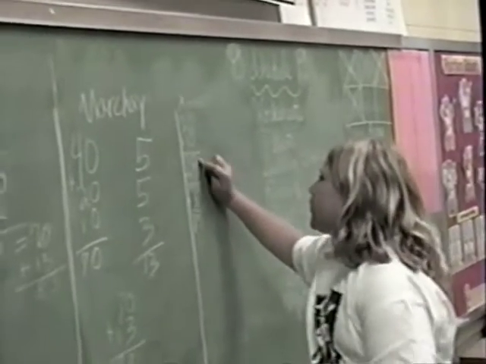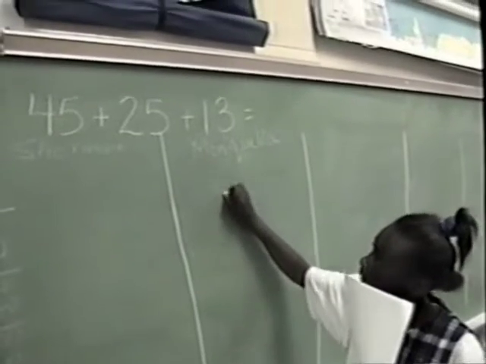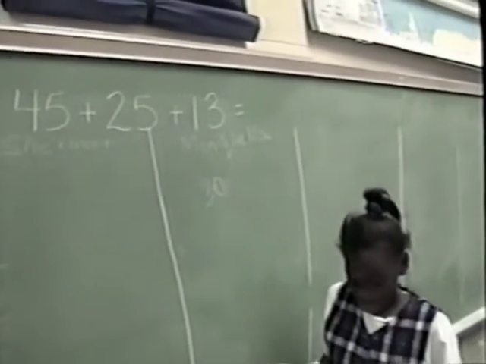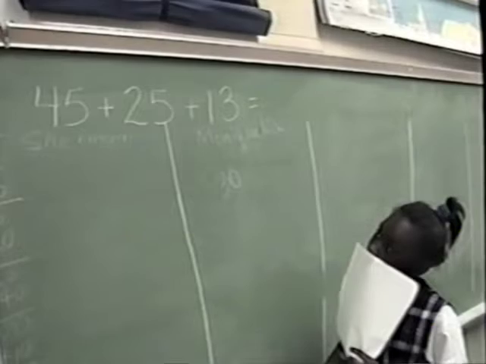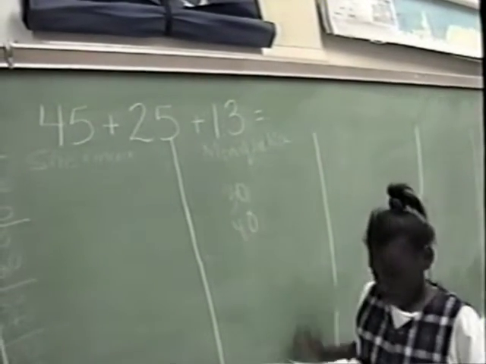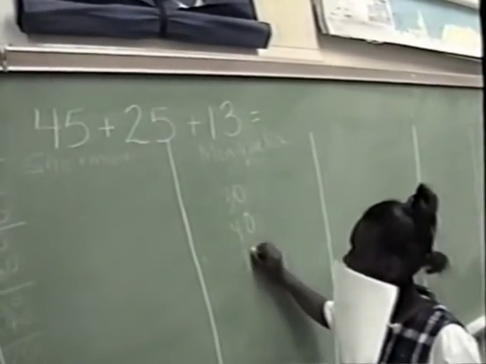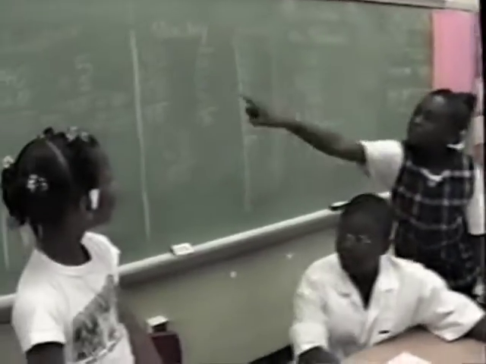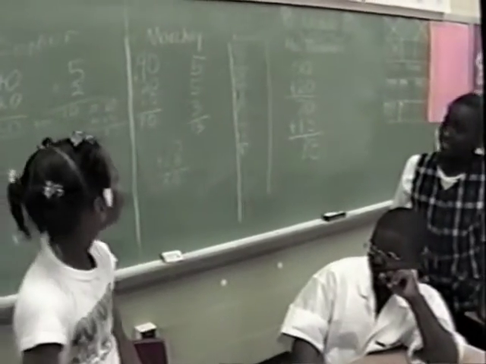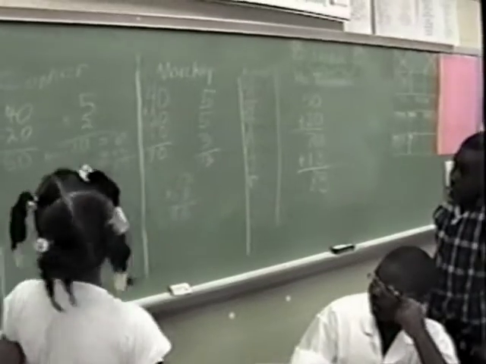And that got me to 30. 25 is close to 30, so I put 30. And 45 is close to 40, so I put 40. And 13 is close to 15, so I put 15. You get the 50. Students should check if each other's methods can be generalized. This means the strategy can be applied to any numbers.